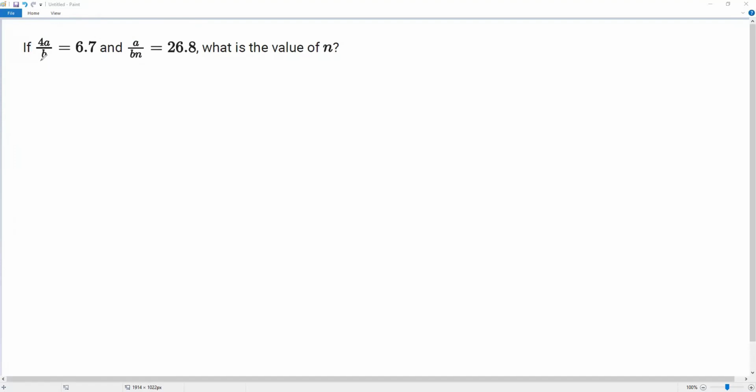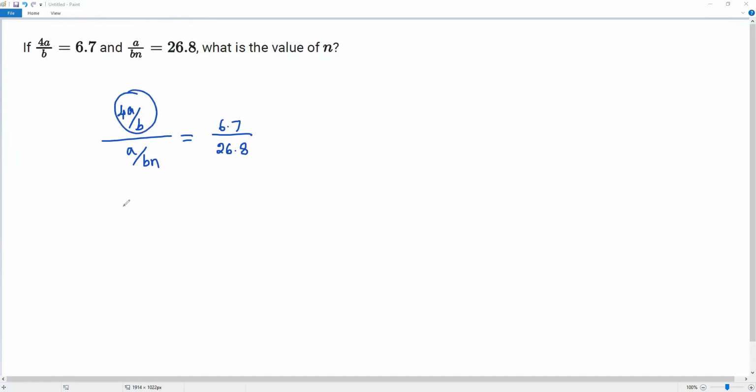When I divide two equations, I have to divide the quantities we have on the left side of both the equations. Then we have 4a over b divided by a over bn. Now let's divide the quantities we have on the right side of both the equations. Then we have 6.7 over 26.8.